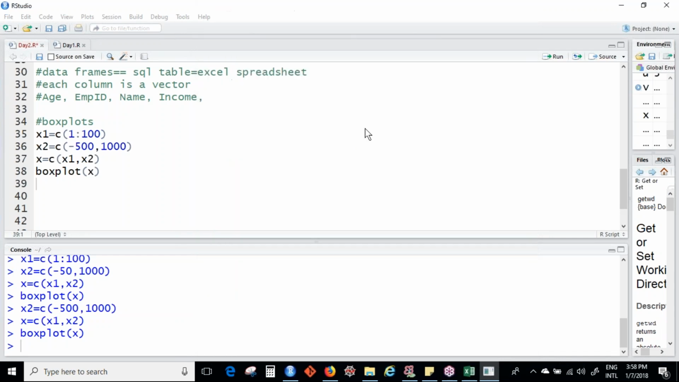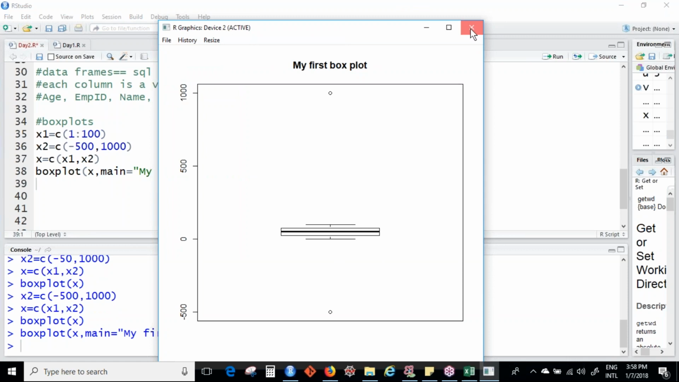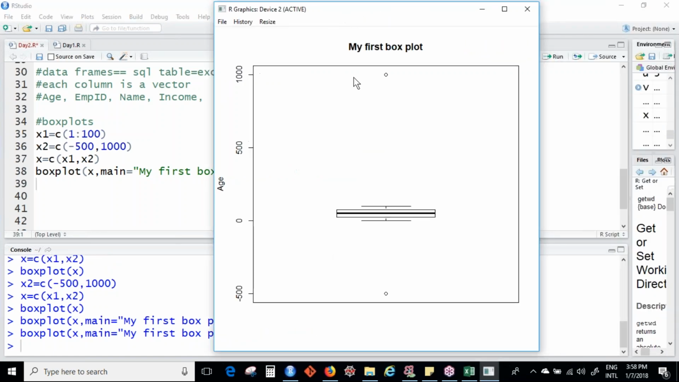So this is a box plot, and you can give your labels here also, the way you gave in histograms. You can give main is equal to, let's say, my first box plot. And similarly you can give your x labels and y labels also. The x label doesn't make sense here, only the y label makes sense. You can write, let's say, age, whatever that variable is, you can write it down.